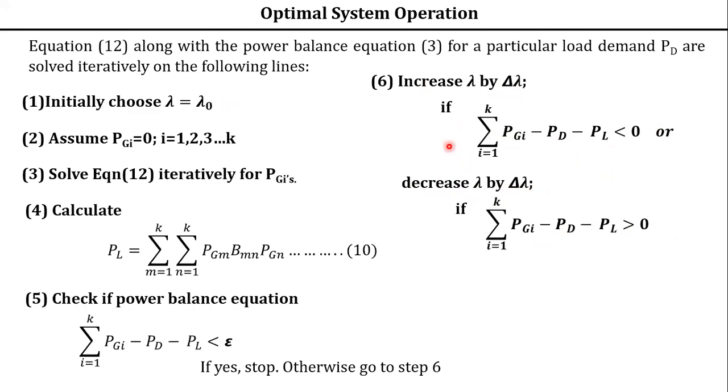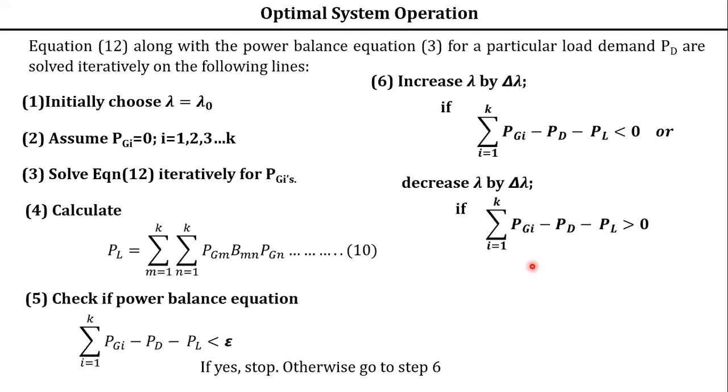So increase lambda if this power balance equation is less than 0. Decrease lambda if the power balance equation is greater than 0. If it is within the specified value, no need to go to step 6. Then you stop. So this itself is your final solution. Is it clear? Less than 0, increment lambda. Greater than 0, decrease lambda.